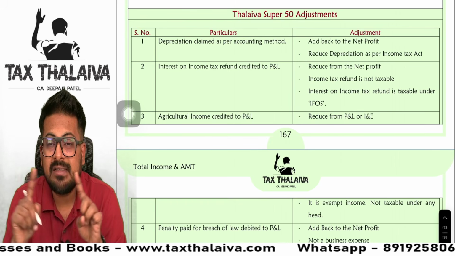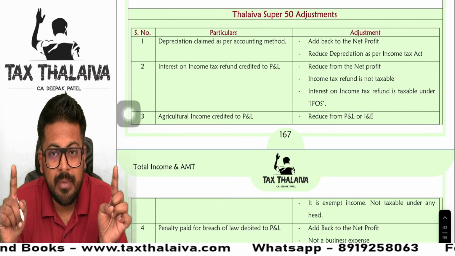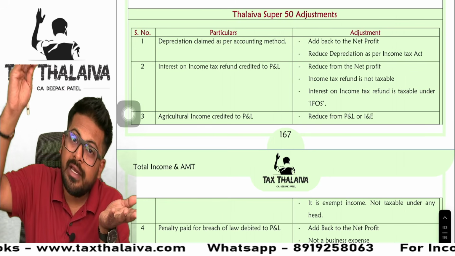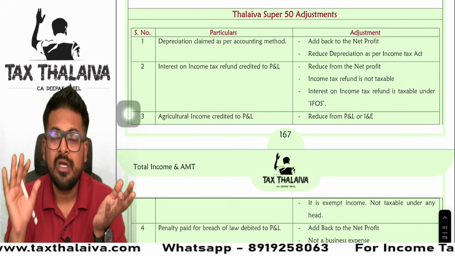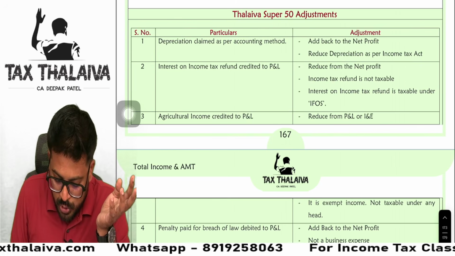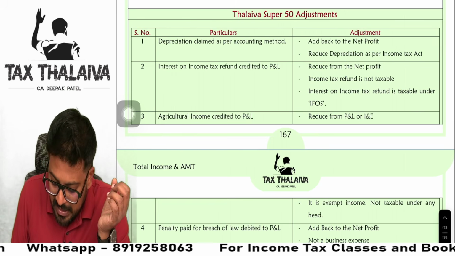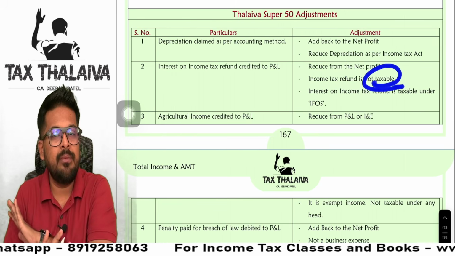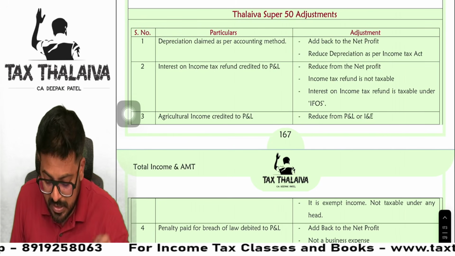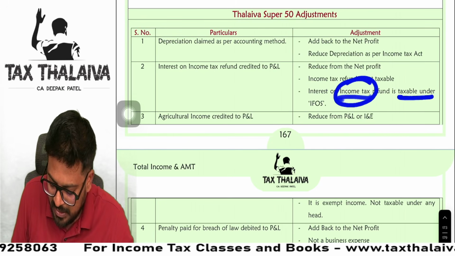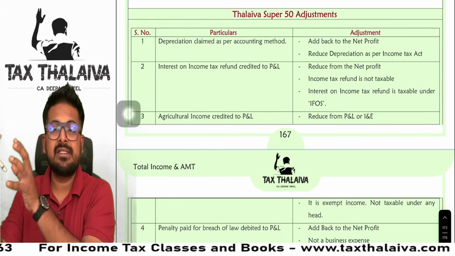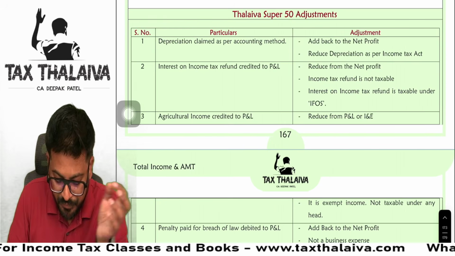And income tax refund we will not offer to income from other sources, but interest on income tax refund is an income for you, that alone will go to IFOS. So interest on income tax refund reduced from the net profit. Income tax refund is not taxable, we will not offer it under income from other sources, but interest on income tax refund is an income that will be taxed under income from other sources.